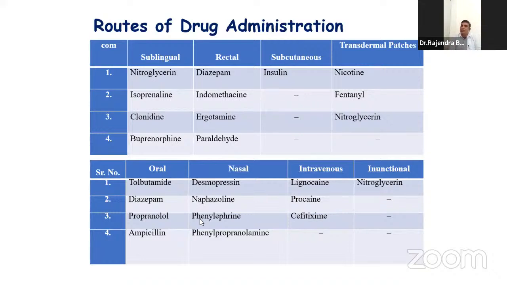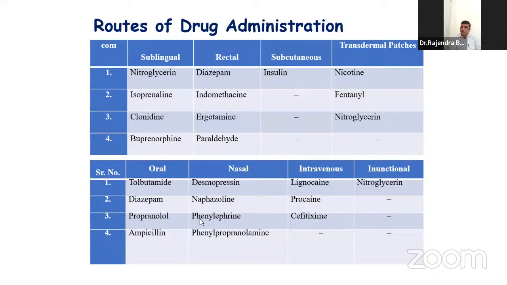So in that oral route, I told you propranolol, then amoxicillin, diazepam, right? Then tolbutamide, a number of drugs are there. Pioglitazone, rosiglitazone, a number of drugs are there. Rectal route, again rectal route, diazepam.